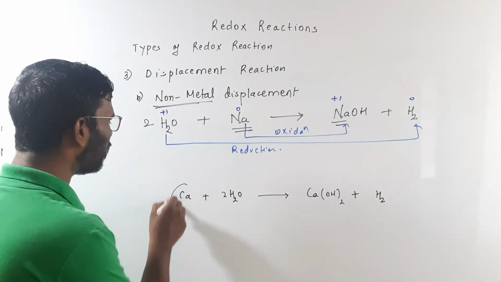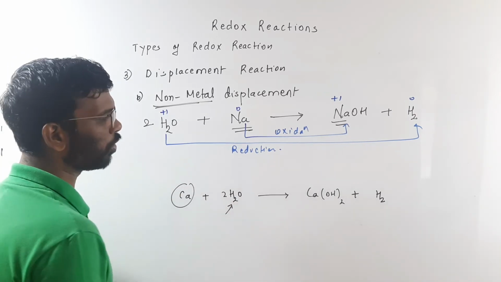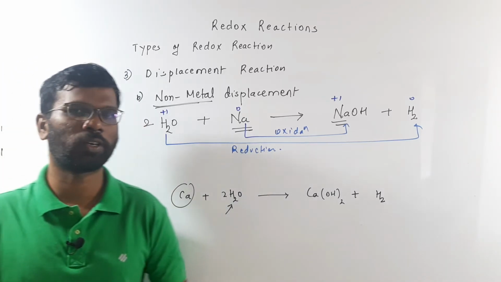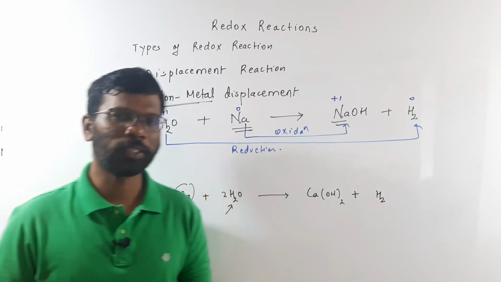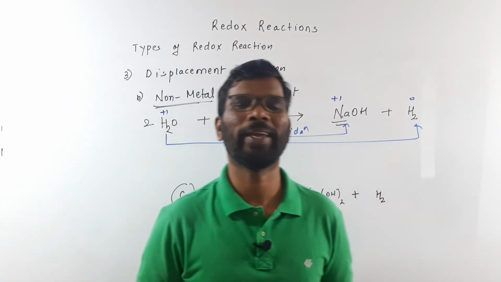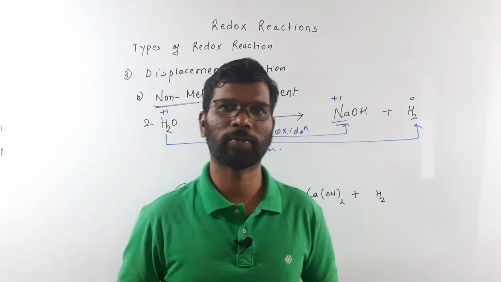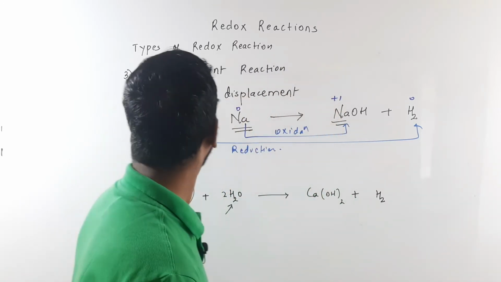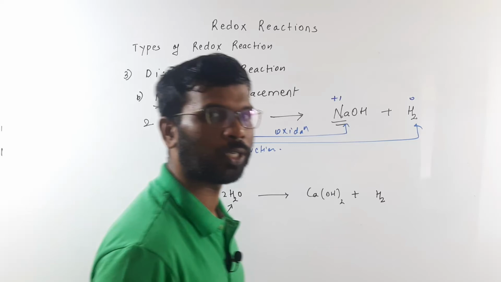So here calcium is again displacing hydrogen, which is a non-metal, and you can check the change in oxidation state. There will be one element which will be getting oxidized, and there will be another substance which will be getting reduced. The next category of reaction is a disproportionation reaction.